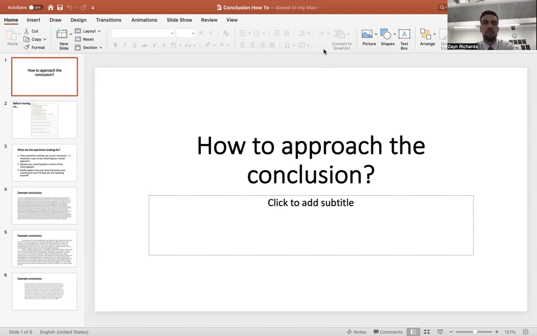Essentially, I'm not going to spend too much time focusing on this, because I think the conclusion should be relatively straightforward if the rest of the essay is strong. The conclusion is usually only weak when the rest of the essay is a little bit weaker.